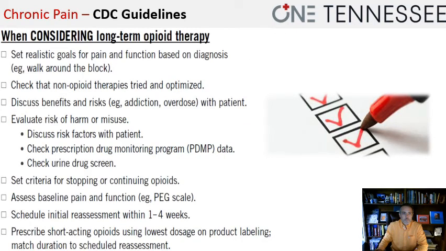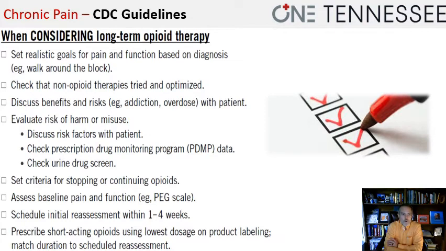When considering long-term opioid therapy, it's a good idea to have these things in mind or keep this checklist with you. Remember, you want to set realistic goals for pain. A pain score of 0 is not realistic. You want to make sure that you're improving function, reducing pain, but a pain score of 0 is really indicative of over-medication, being overly medicated and not necessarily a target for pain control.